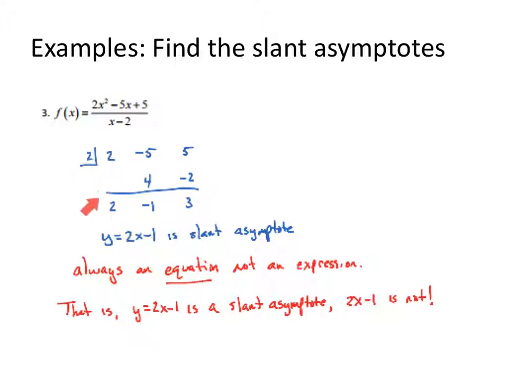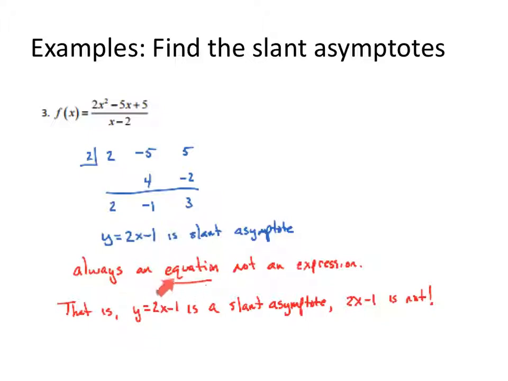Bring down the 2, multiply to go up and over. Negative 5 plus 4 is negative 1. Multiply to go up and over, but you don't have to because we don't care about the remainder. I just have a hard time leaving my division unfinished. So 5 minus 2 is 3. I ignore the remainder. My slant asymptote is y equals 2x minus 1.